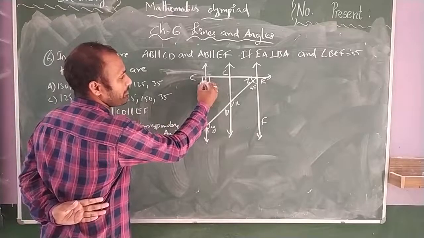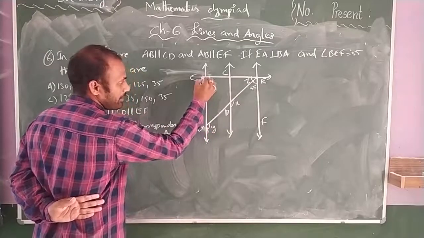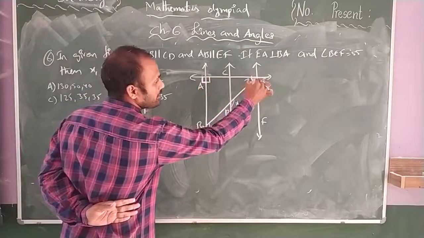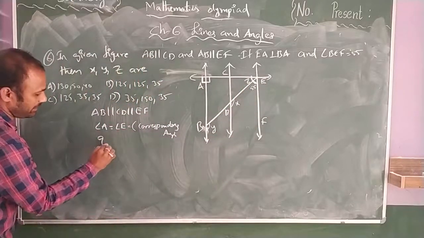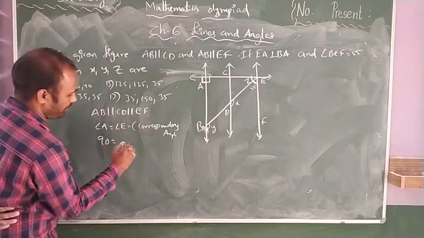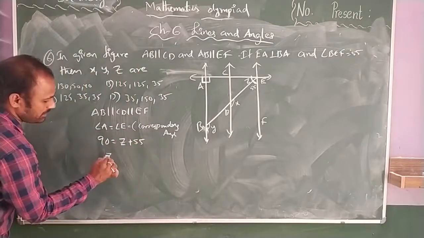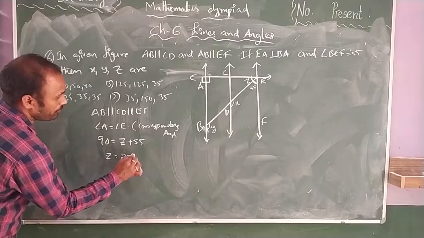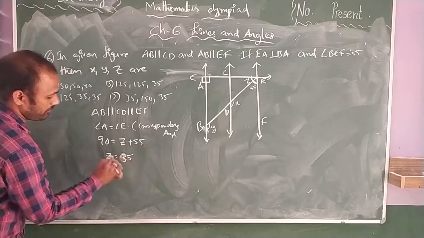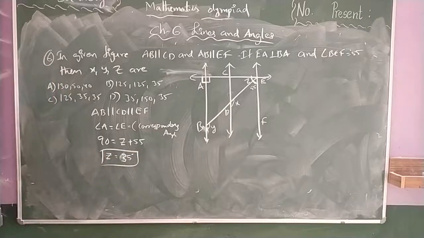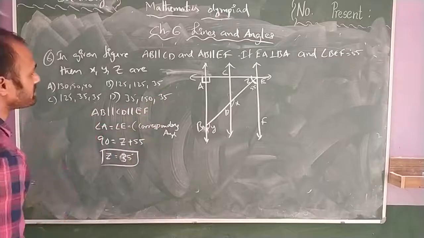This side of angle A will be 90 degrees, and this will also be 90 degrees in total. So I can write angle A is 90 degrees, which is equal to angle A as the combination of Z plus 55. So Z will be 35 degrees. So I got the Z value as 35. So I have three options of Z and 35.